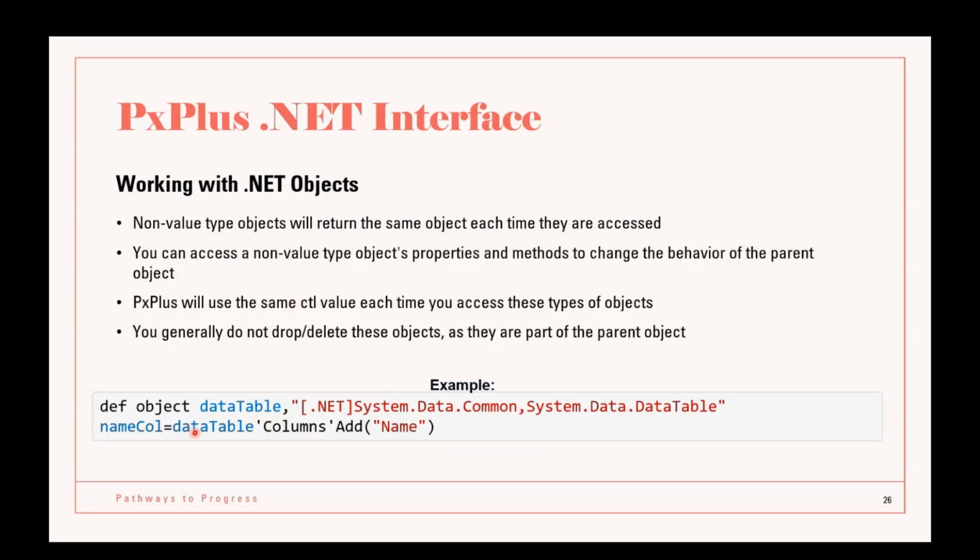And with data table, since this is actually just a child object, each time I say data table tick columns, PxPlus is going to get the same handle back to it. And so for short, I can just say data table tick columns tick add, and then I can directly affect data table by adding a new column. I don't need to create a copy and reassign it back.